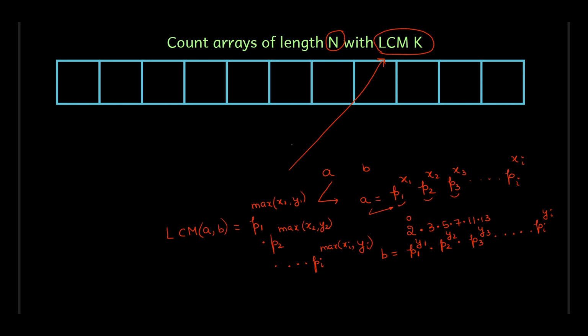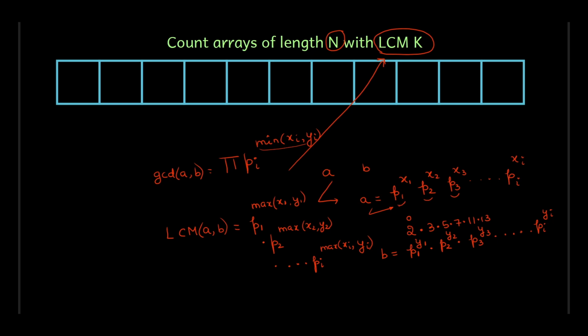And why did I say that this problem will also help you with future GCD based problems? Because GCD of a, b is nothing but the product of pi to the power min of xi comma yi. So GCD is always the minimum factor that is appearing in both of them, and LCM is the maximum factor, right?